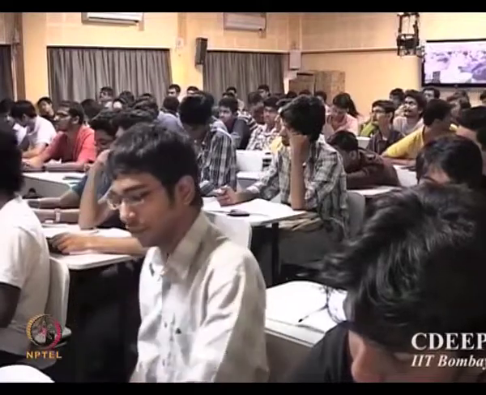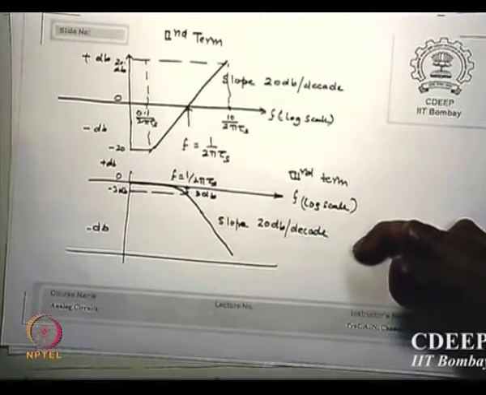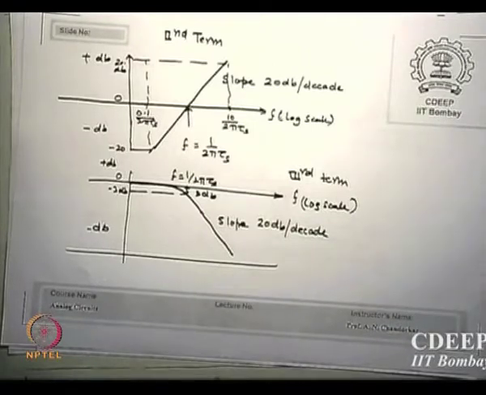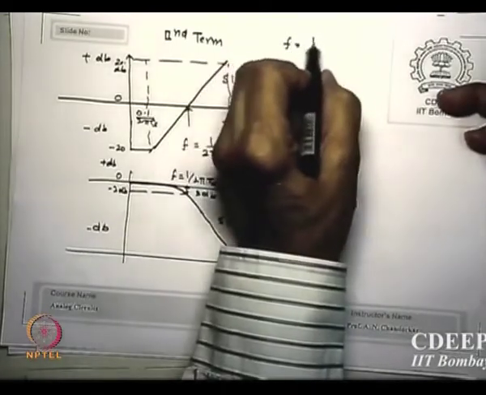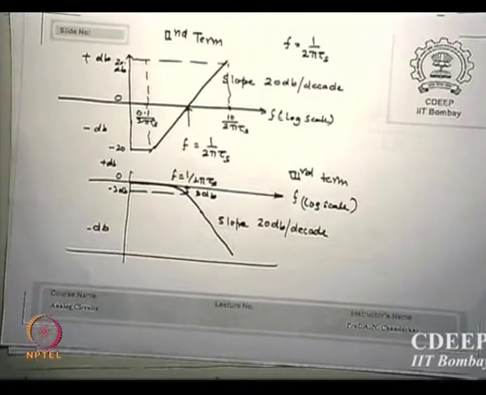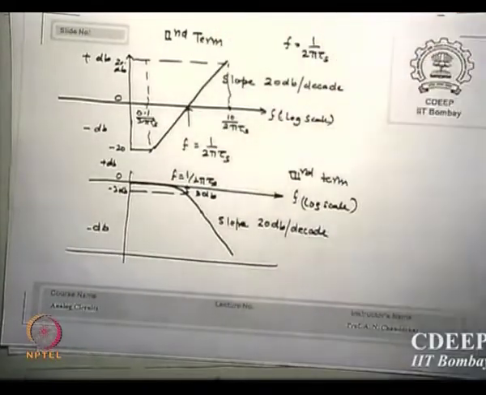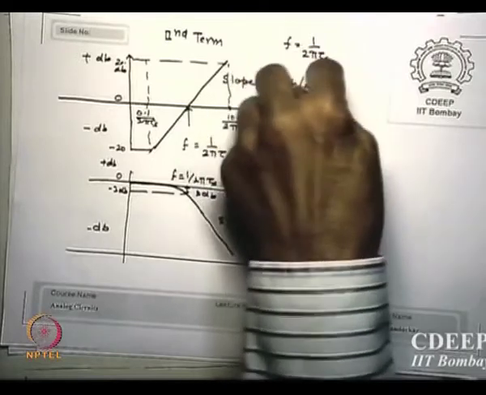Now the second term. The second term is 20 log 2 pi tau s. Okay, 20 log 2 pi f tau s. So I say at f is equal to 1 upon 2 pi tau s, please take that frequency. What is the value of the bracketed term? 2 pi f tau s is how much? 1. How much is the value of log 1? 0. Log 1 is 0. So it's 0 dB. Is that clear? f is equal to 1 upon 2 pi tau s, so that product is equal to 1.